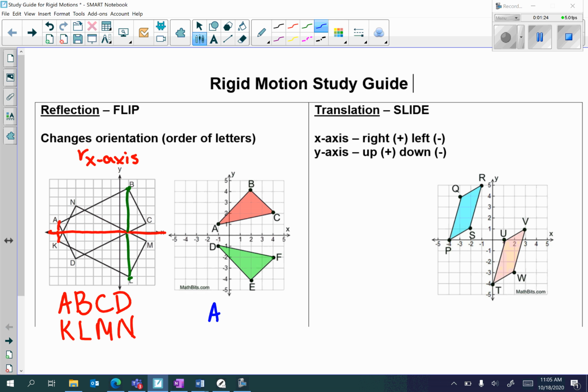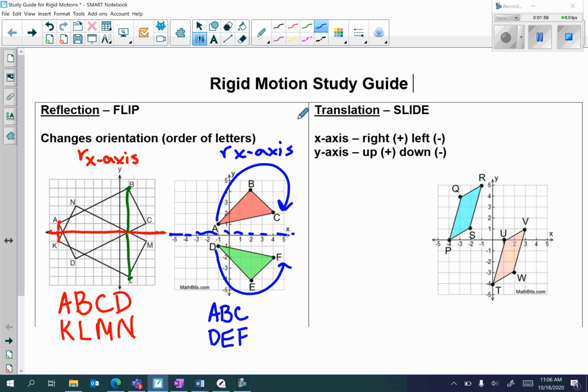I have triangle ABC and triangle DEF. Line up the letters. A corresponds to D, B corresponds to E, C corresponds to F. So notice that I definitely have a reflection because let's look at the orientation. I have ABC, which is going in a clockwise position, and I have DEF, which is going in a counterclockwise position. Again, this is a reflection in the x-axis. So remember, reflection is a flip, and it changes the orientation, little r, and then write whatever it's being reflected in.